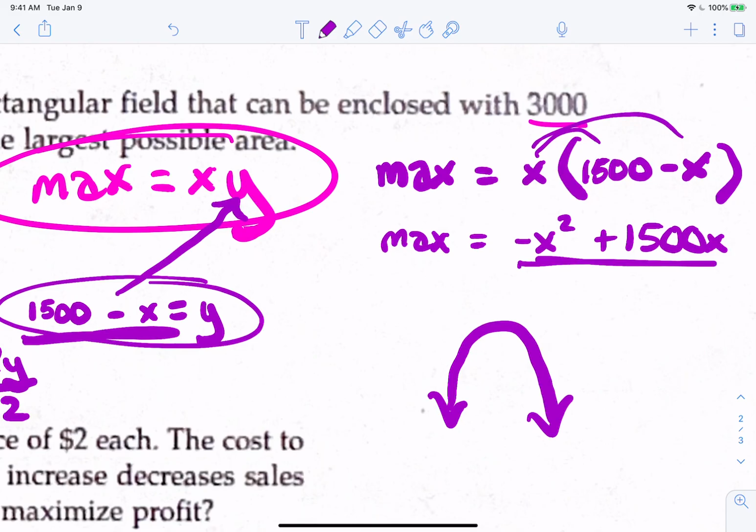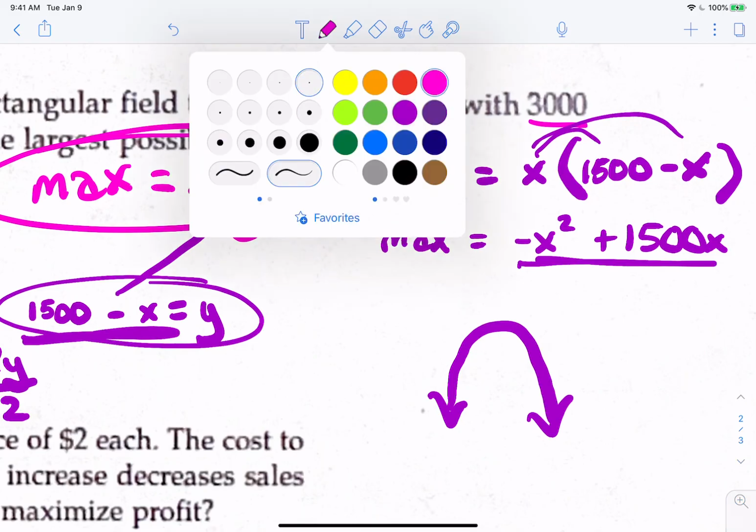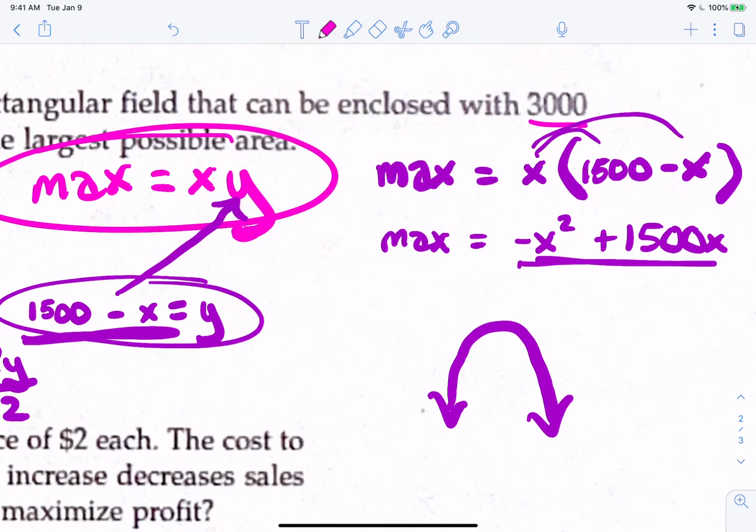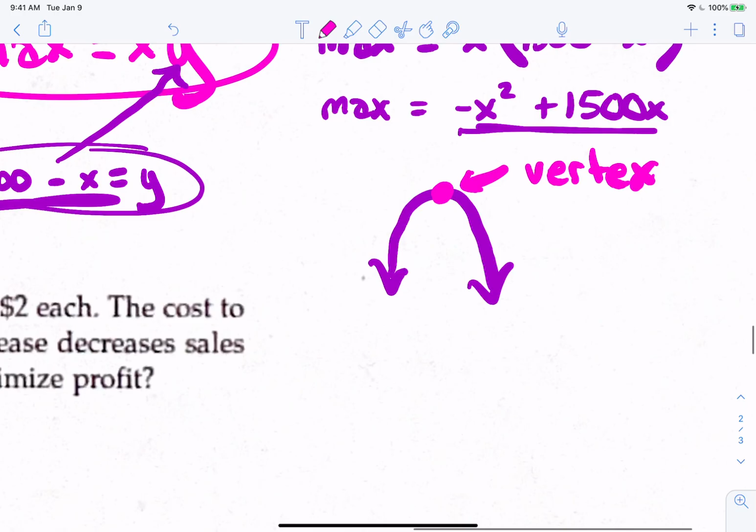And it says find the maximum, okay? If I'm trying to find the maximum of that thing, what am I trying to find? I'm trying to find the high point, which is called the vertex. Okay, so it's already in polynomial form right now, right? Even though it doesn't have the third piece, it's in polynomial form. So how do I find the vertex of a polynomial?